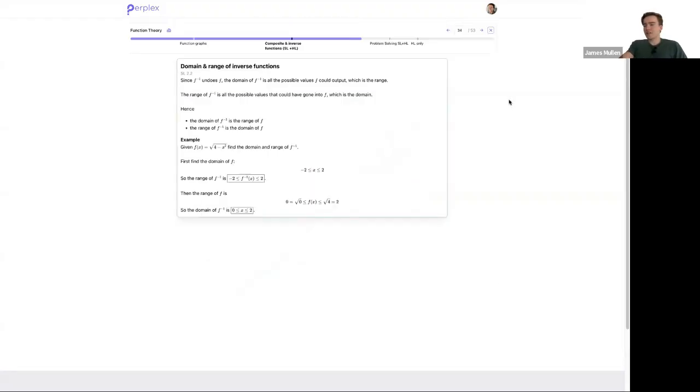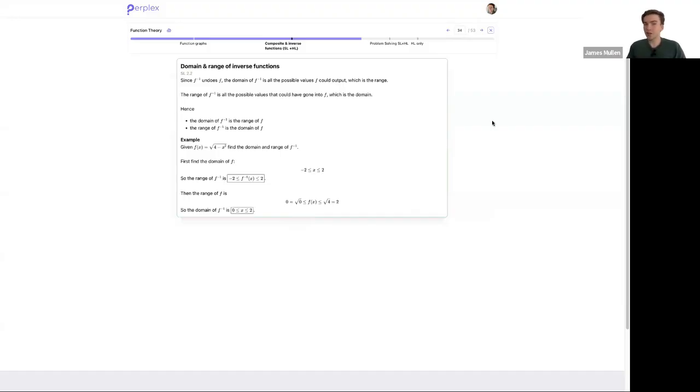So the domain and the range of inverse functions. Like I said a second ago, you can think of the inverse function as taking the outputs of f back to the inputs. So that means that the things that go into the inverse function are the things that came out of the original function. That means that the domain of the inverse function, which is the things that can go in, is the range of the original function, and vice versa, because what comes out of the inverse function are those things that could have gone into the original function.